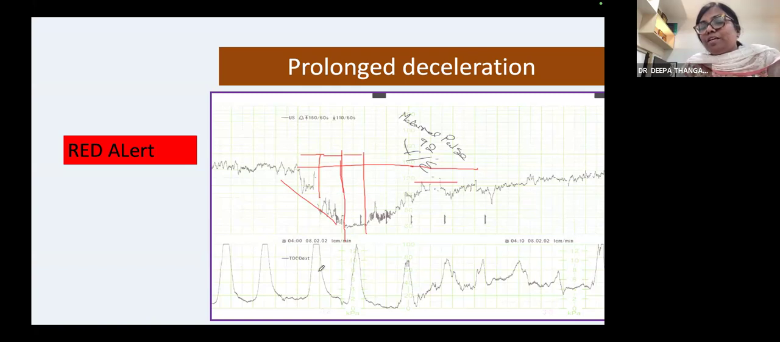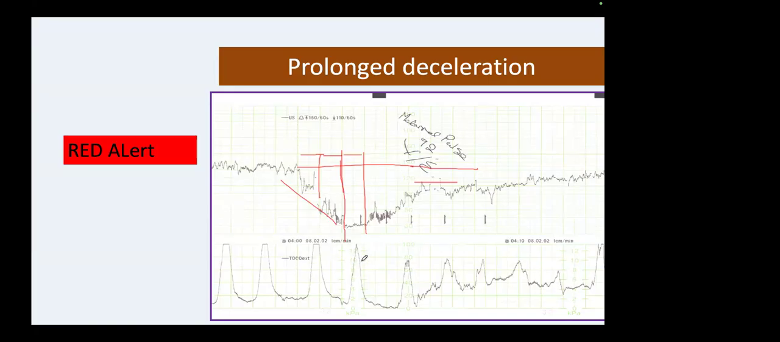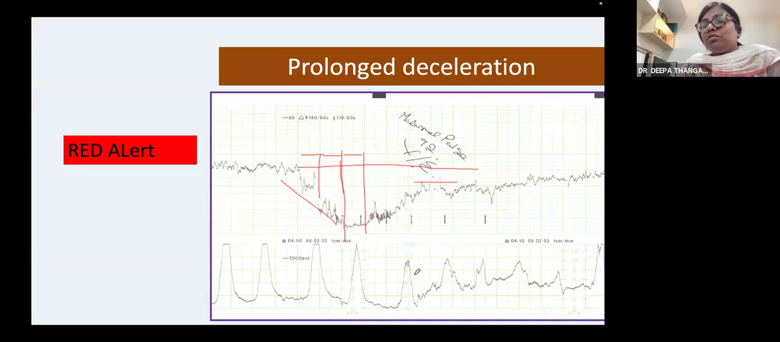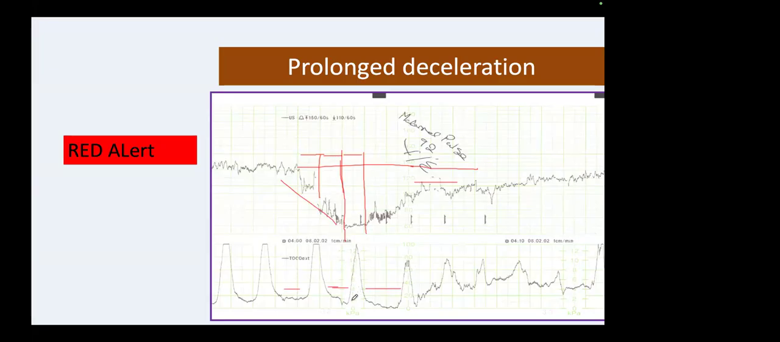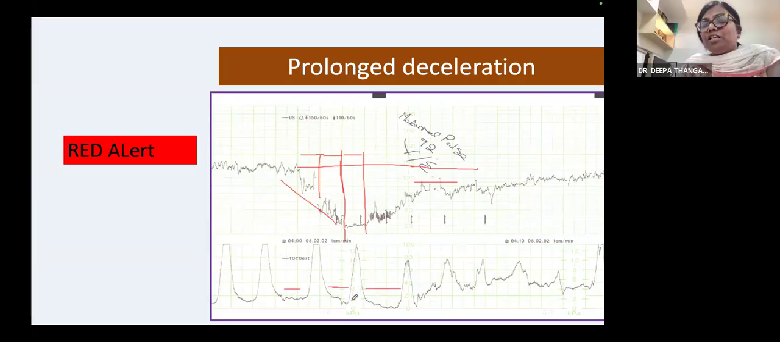What is the resuscitation? Stop the contractions first of all. Change the position of the patient if the patient is supine. How do you stop the contractions? Stop the syntocinon if there is any. Terbutaline, tocolytics. So stop the syntocinon. And the second thing is that the uterus is contracting more, there is more intrauterine pressure, which is not allowing uteroplacental flow. So what do you do? Left lateral position, to reduce the compression.